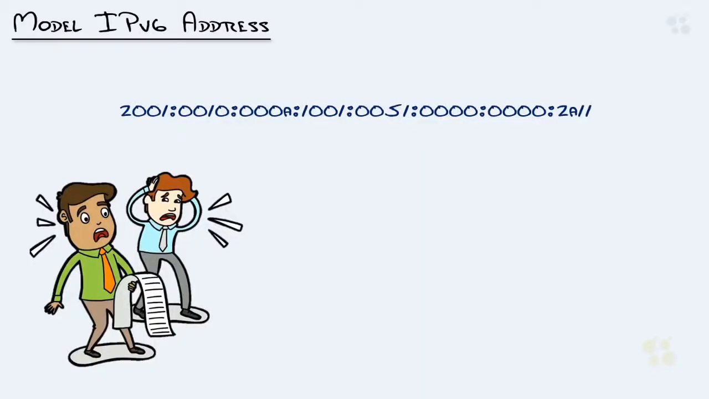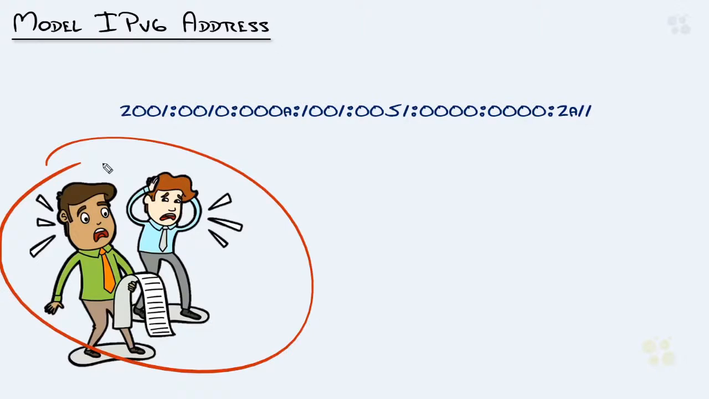So obviously we have 2 IT administrators. Actually, those can't be IT administrators. They have ties on. But we have 2 characters posing as IT administrators who are flabbergasted at the length of the addresses that we now have to input into our routers.